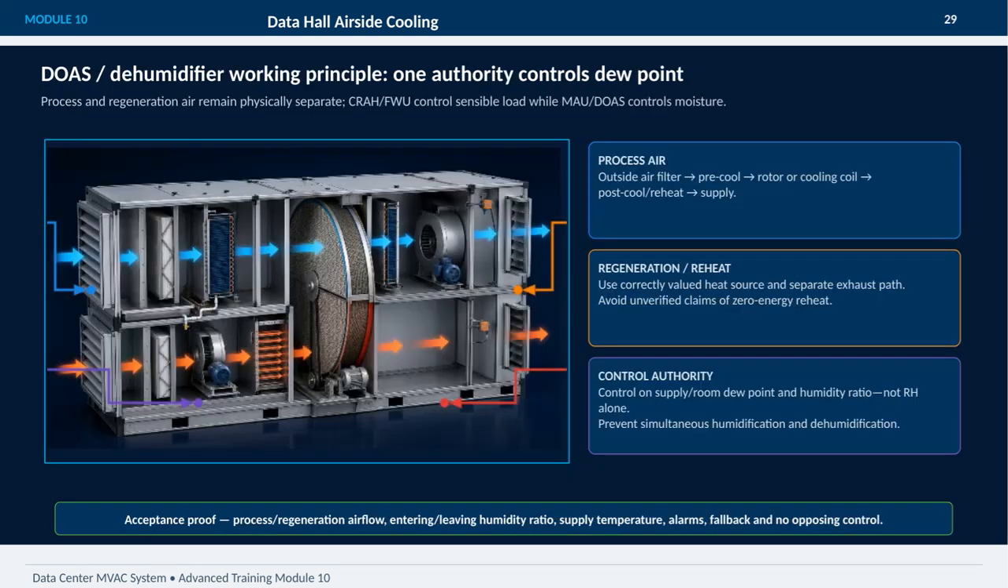In this module, we focus on the airside cooling of data halls, specifically the DOAS and dehumidifier working principle, where one authority controls the dew point. This means the process and regeneration air streams remain physically separate. The CRAH or fan wall units handle the sensible cooling load, while the MAU or DOAS manages moisture control. For process air, the sequence involves filtering outside air, pre-cooling it, passing it through a rotor or cooling coil, and then post-cooling or reheating before supply.